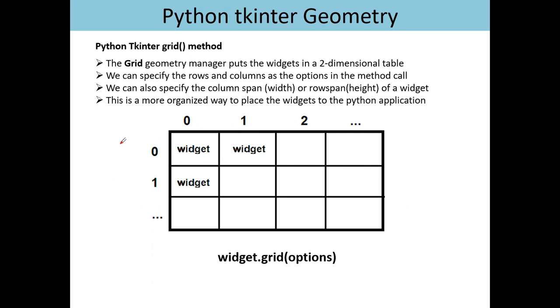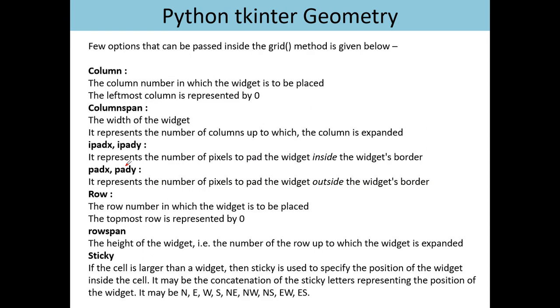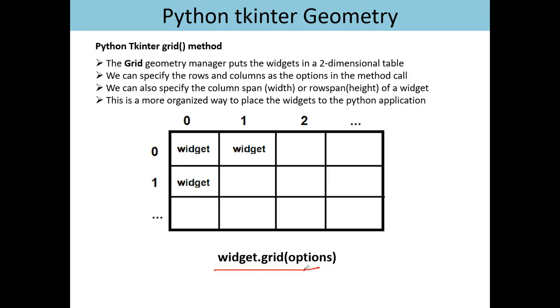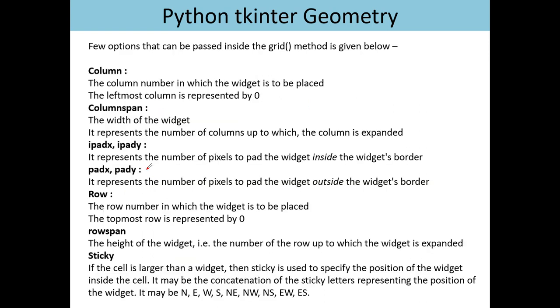In grid geometry, how do you need to specify? You need to specify the row and column, in this way. This is the syntax for grid for the respective widget. Say L1.grid, then you have to provide the options. What options can you give? Main options are column and row. Column will be small c, and row will be small r. So row and column you have to give.